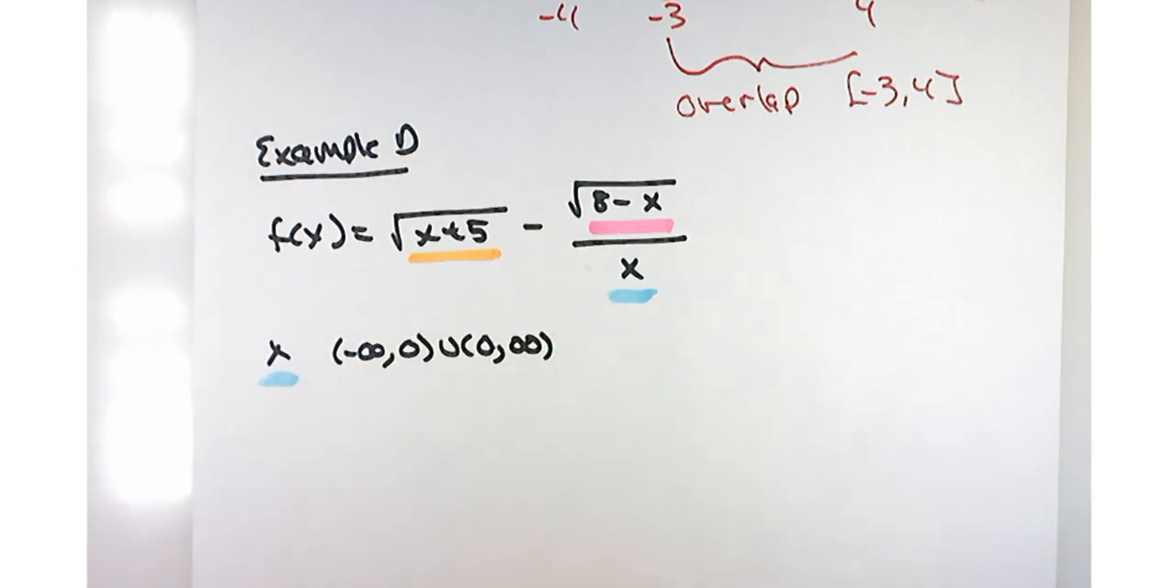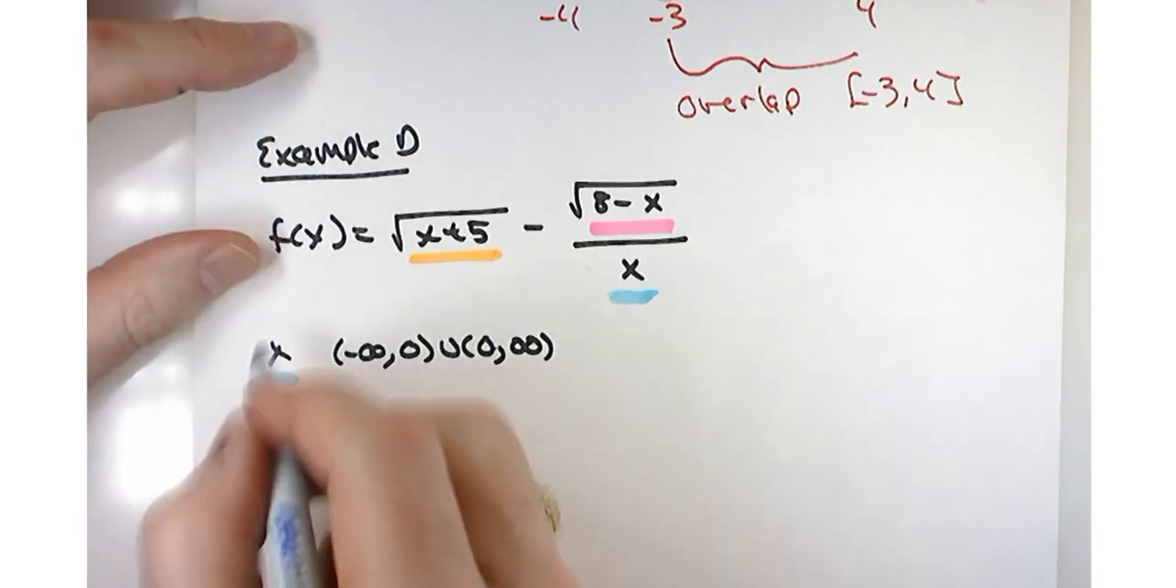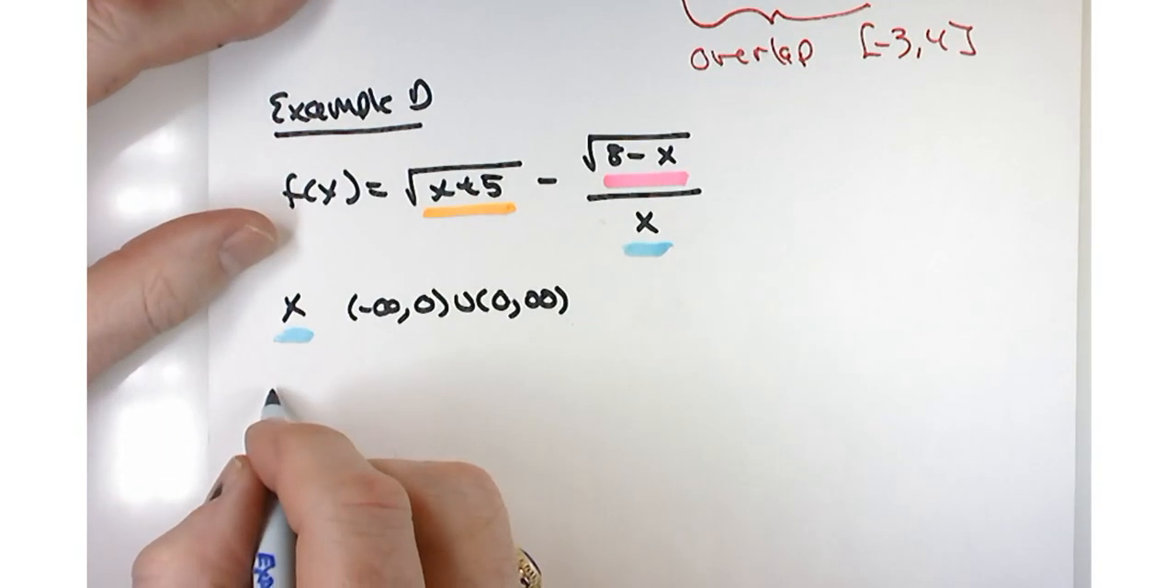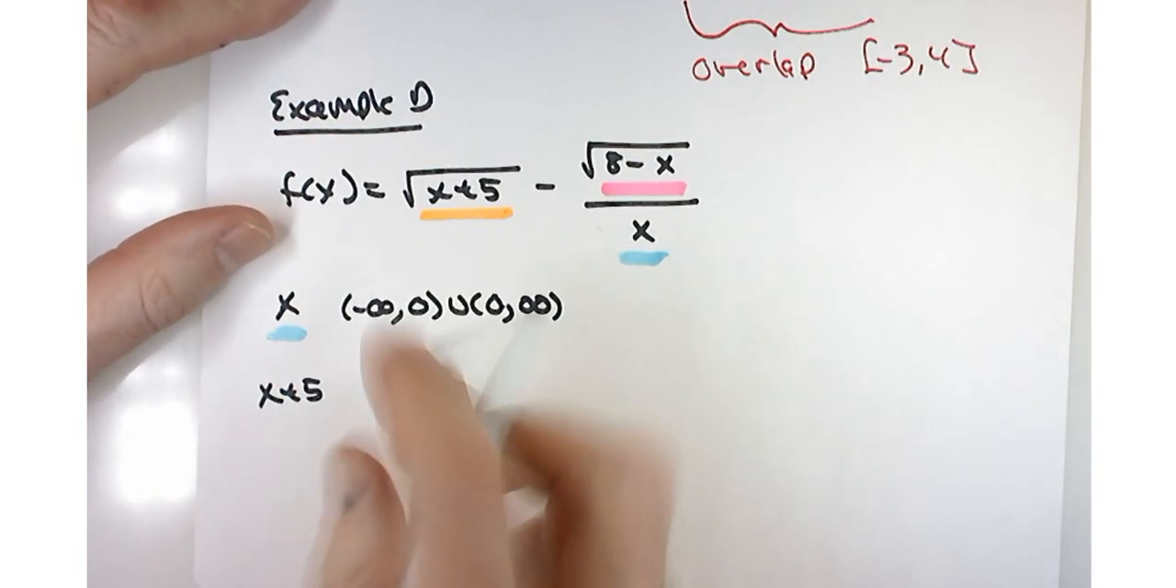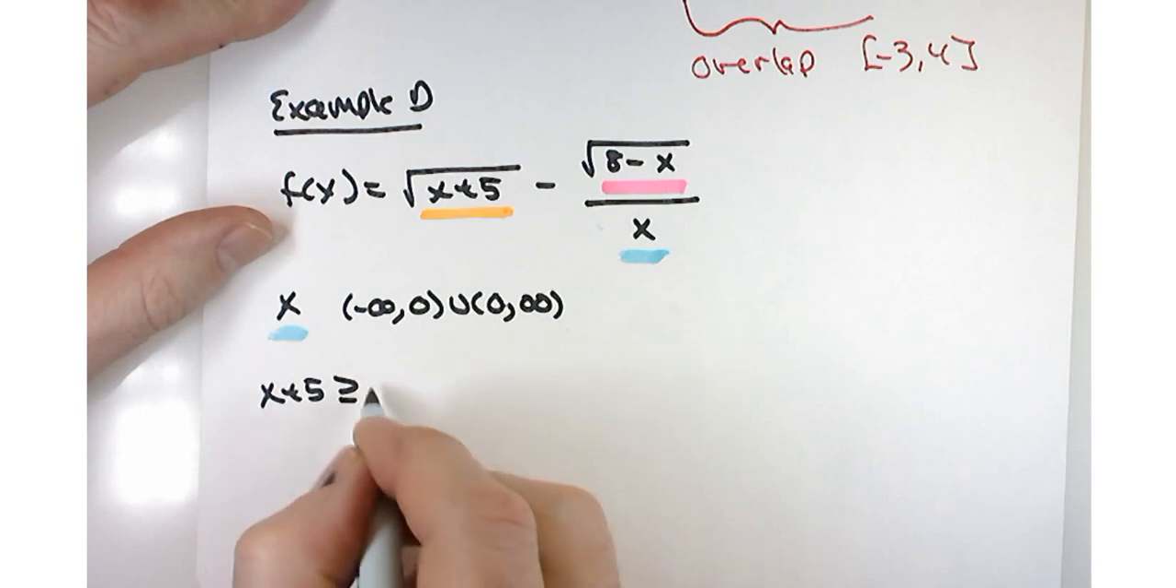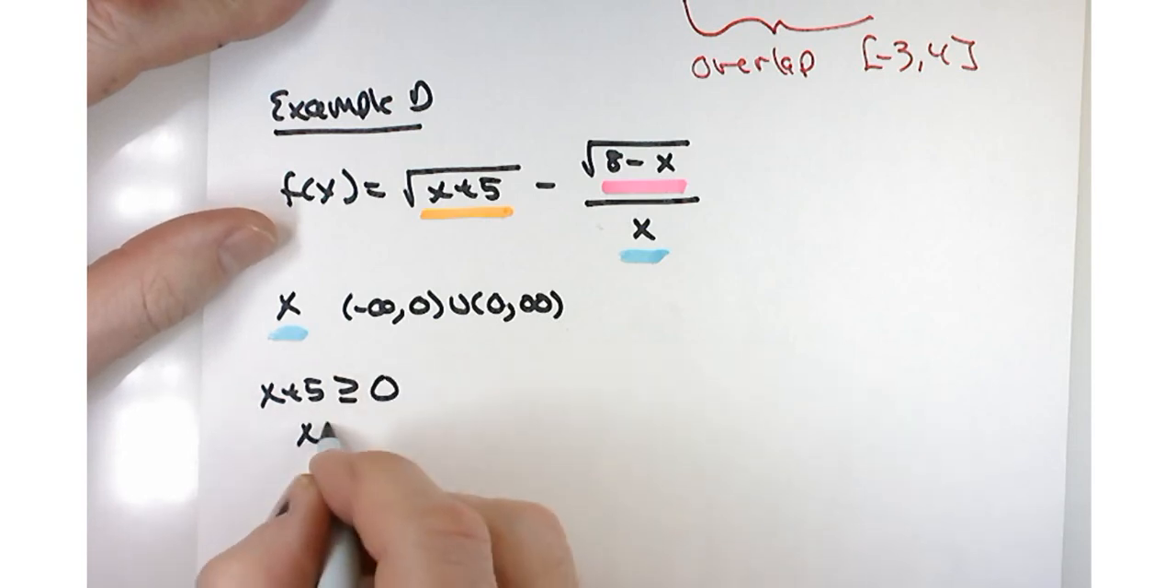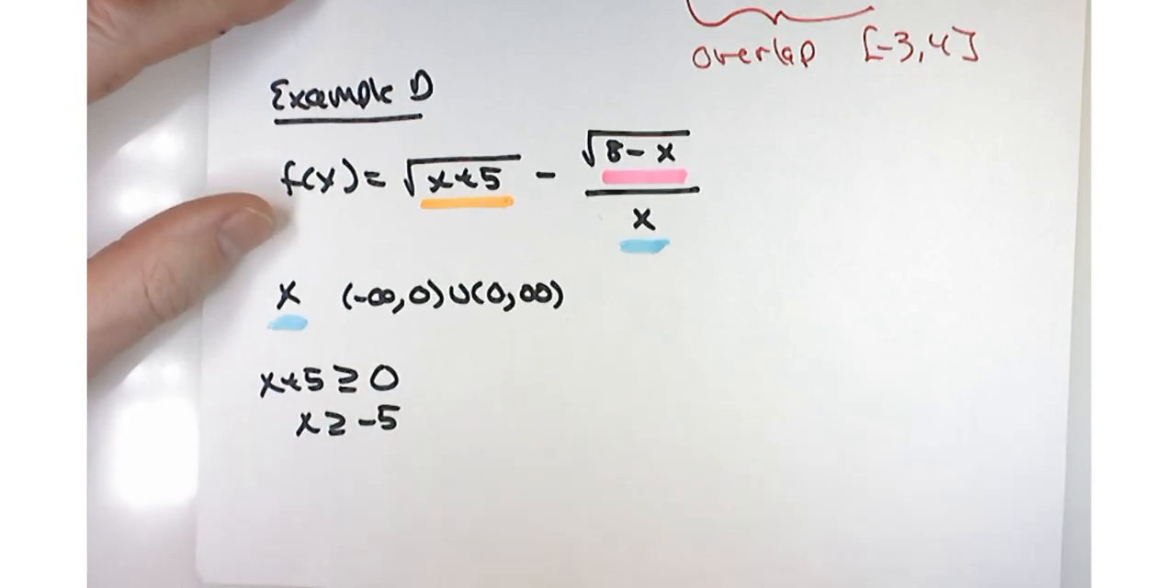But now we have to work on 2 other pieces of this puzzle and then put them all together. I've got x plus 5. I want that to be greater than or equal to 0, which means x is greater than or equal to negative 5.